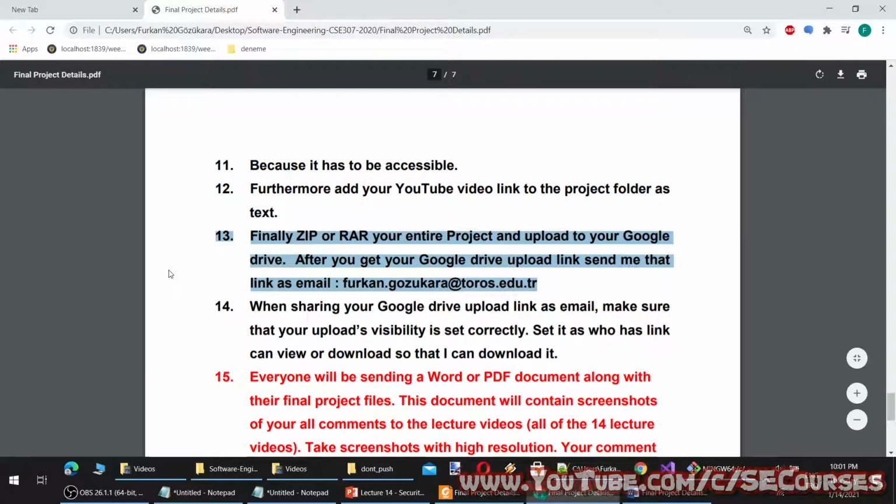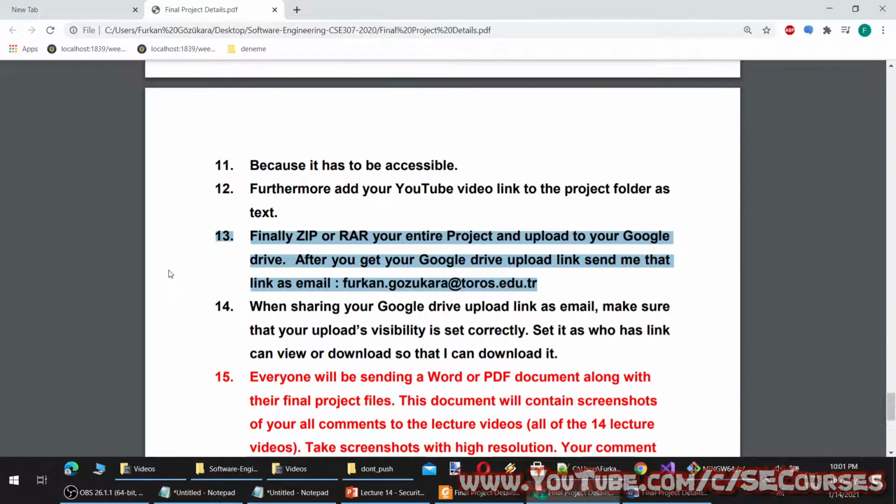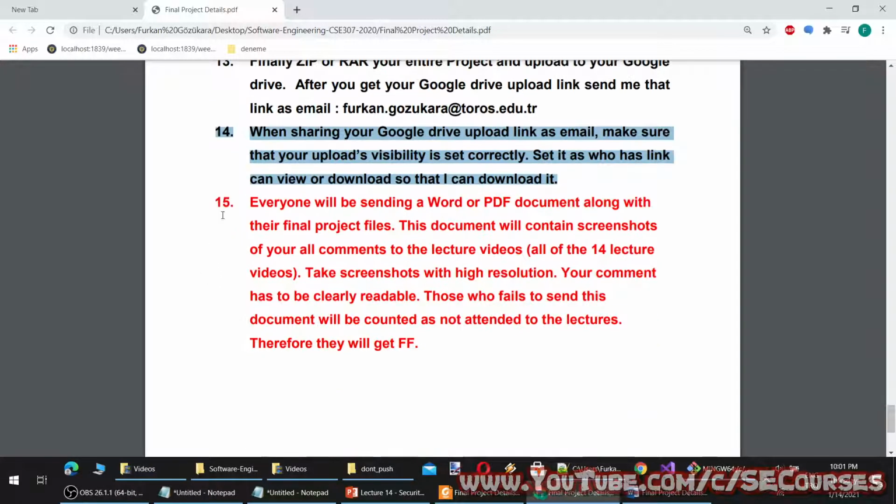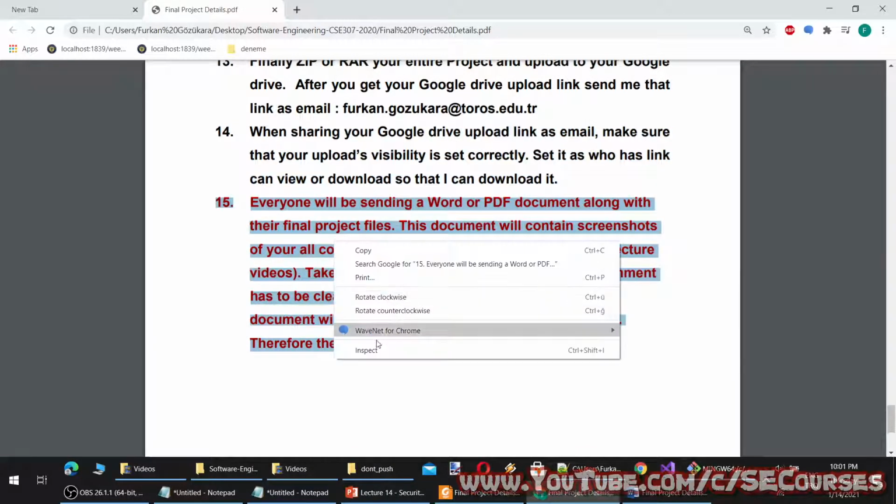13. Finally, zip or RAR your entire project and upload it to your Google Drive. After you get your Google Drive upload link, send me that link as email, furkan.gozakara@toros.edu.tr. 14. When sharing your Google Drive upload link as email, make sure that your upload's visibility is set correctly. Set it as anyone who has the link can view or download, so that I can download it.